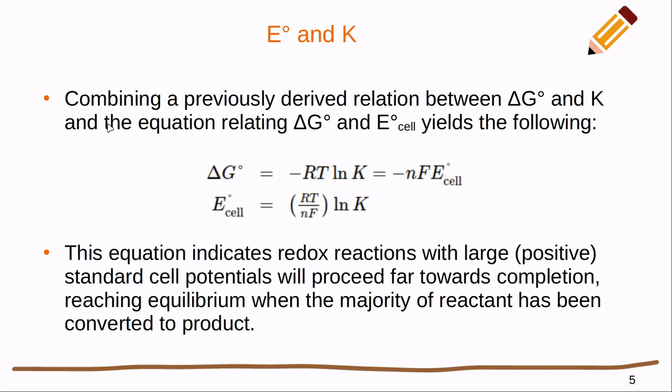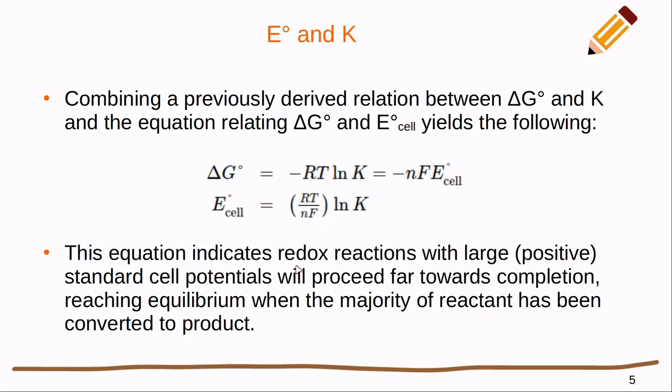Now, if we take that result and we combine it with our previously derived relationship between delta G and K, we can come up with an equation that relates K and E cell. All right, so we know that delta G is equal to negative RT ln K, and that it's equal to negative nF E cell. If we take a look at just this part right here and then solve for E cell, we can see that E cell is equal to RT over nF times ln K.